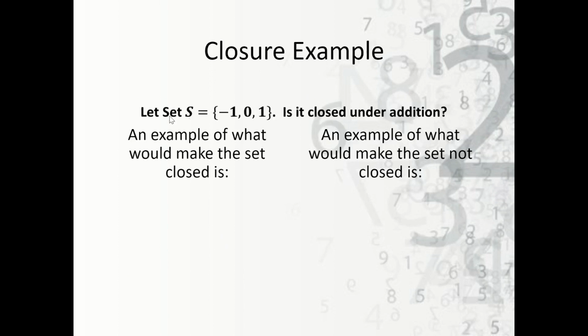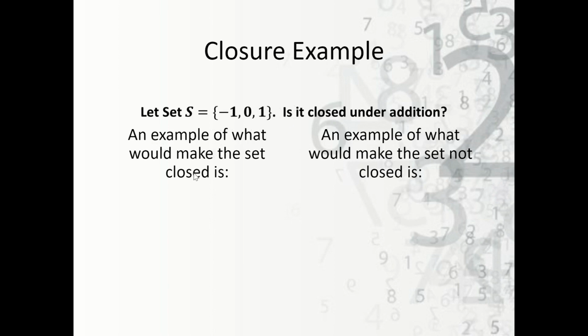So here's an example. We have the set of -1, 0, and 1, and want to know, is it closed under addition? So what that means is I'm going to take each of these elements, so like -1 and 1, and when I add them together, I get 0, which is in the set. So that means that the set might be closed. If for some reason, though, I end up adding two numbers together and the result is outside the set, so let's say I add something together and I get 6. Well, 6 is not in the set, so therefore it is not closed.